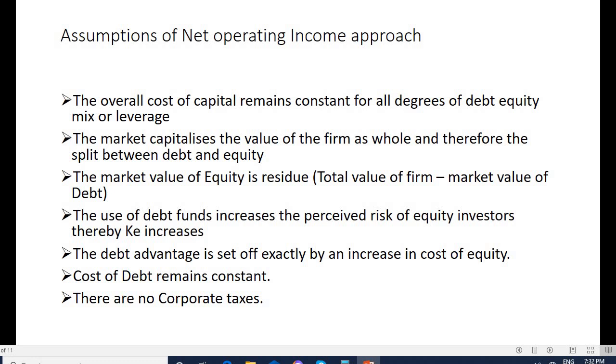Next, the cost of debt remains constant. Whatever level we increase the debt to, the cost of debt remains fixed. Next assumption is that there are no corporate taxes, in either the net income approach or the net operating income approach.